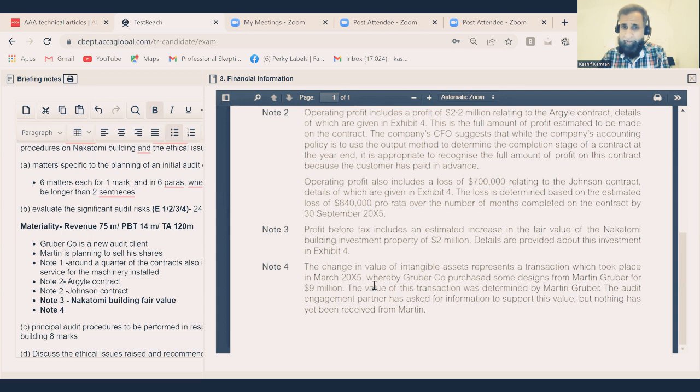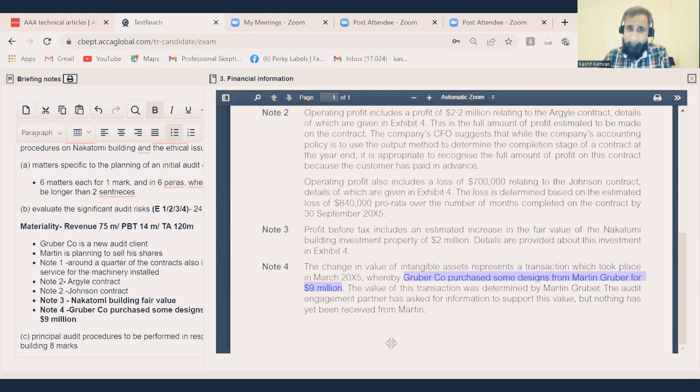Is this a related party transaction? Grubber Company purchased some designs from Martin Grubber for $9 million. Is this a related party transaction? Should we have proper disclosures of this?